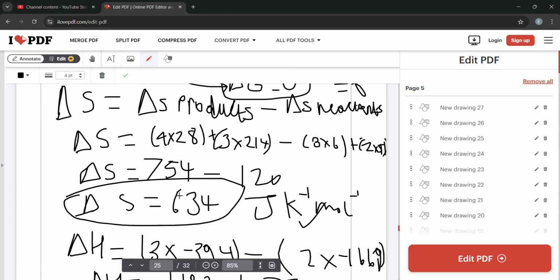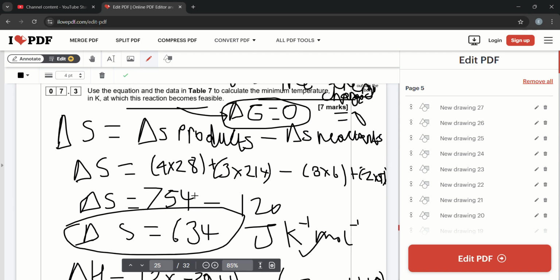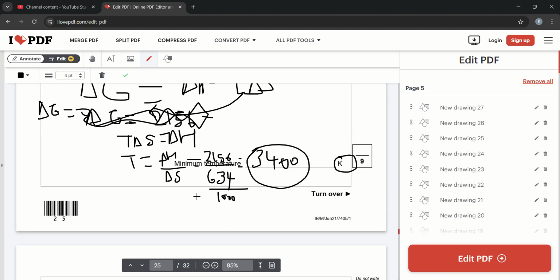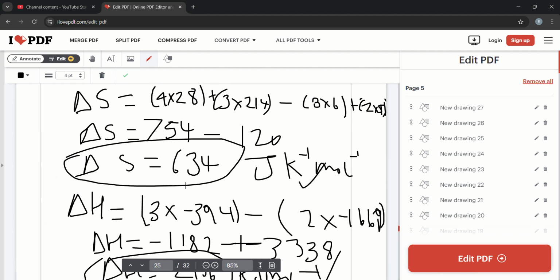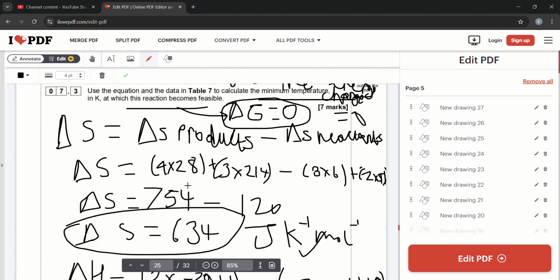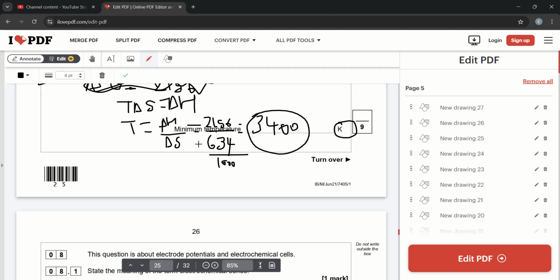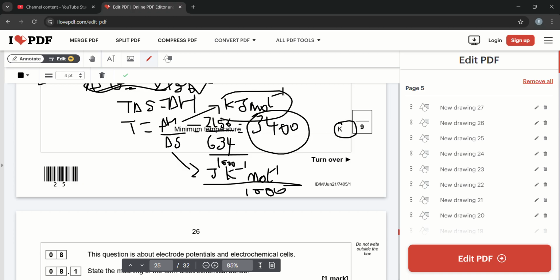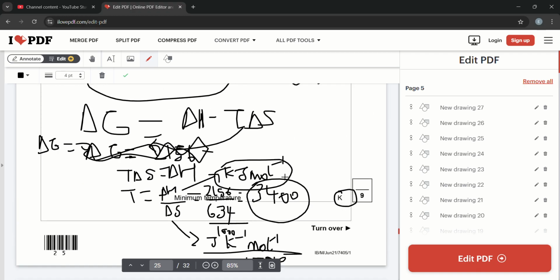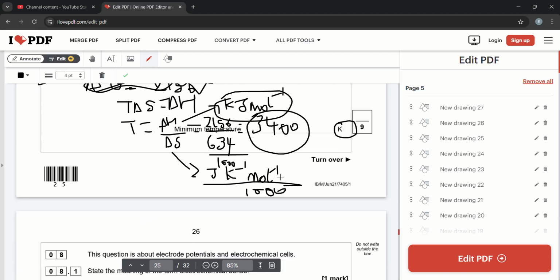We got delta H by doing enthalpy of products minus reactants, using the formation data in table 7, and we found delta S, the entropy change, by doing entropy of products minus reactants using the data in table 7. However, delta H is in kilojoules per mole to the power minus 1, delta S is in joules K to the power minus 1 mole to the power minus 1, so we need to divide this by 1000 to get it into kilojoules per mole to the power minus 1, and therefore you get your final answer as 3400 Kelvin. And that's the end of question 7.